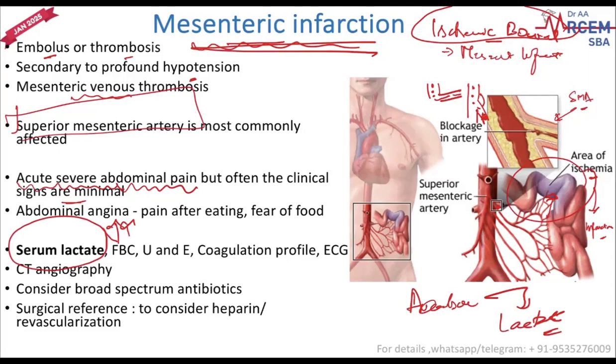Severe abdominal pain with high lactate levels, around 3 or 4, or anything more than 3, you need to suspect a mesenteric infarction until and unless proven otherwise. CT angiography is the best investigation you can get done. Broad spectrum antibiotics need to be given in these individuals because the bowel is infarcting. It is dying, gangrenous changes can appear and it can perforate. So their chances of infection are very, very high.